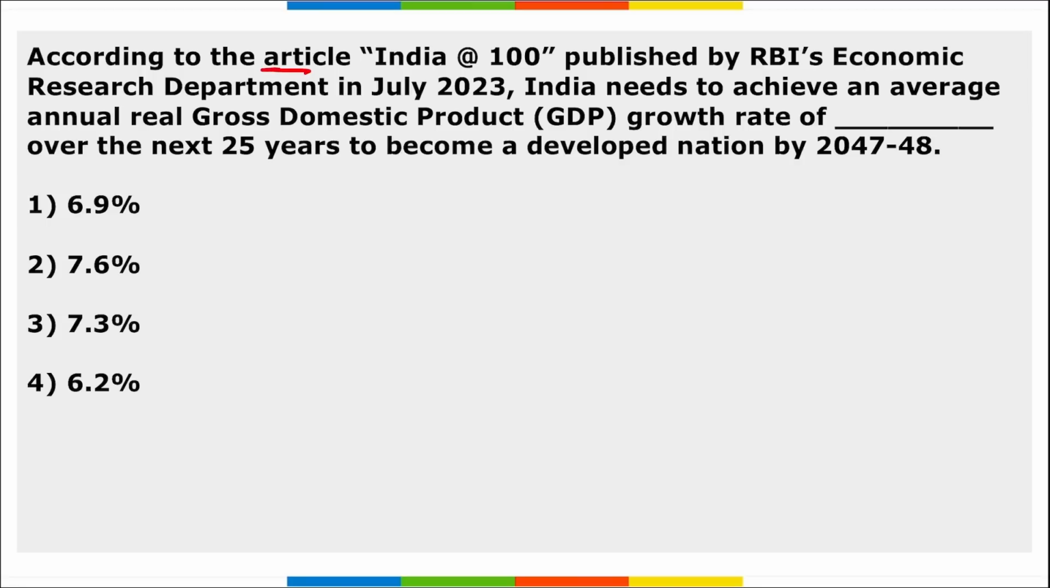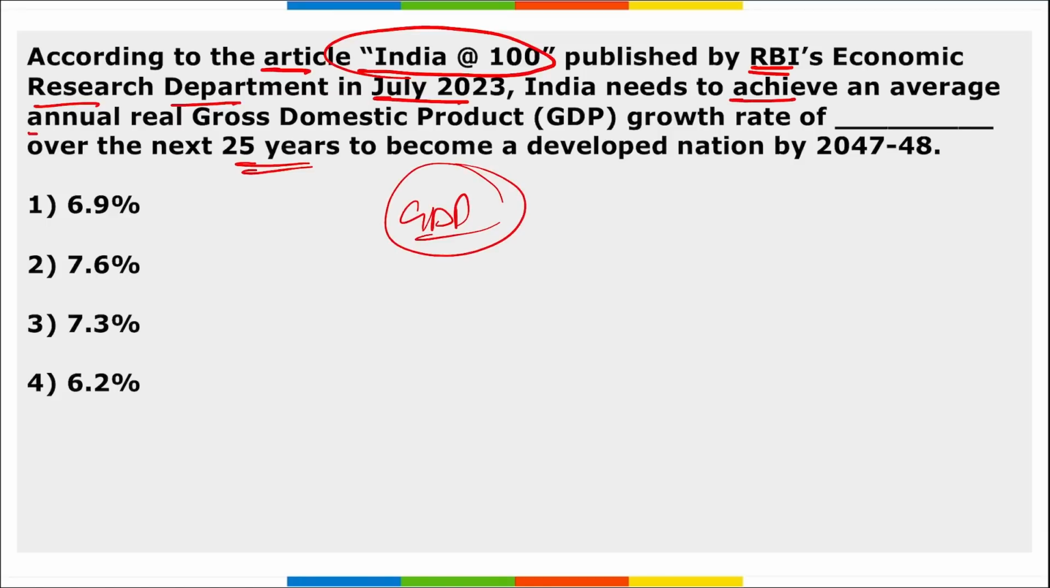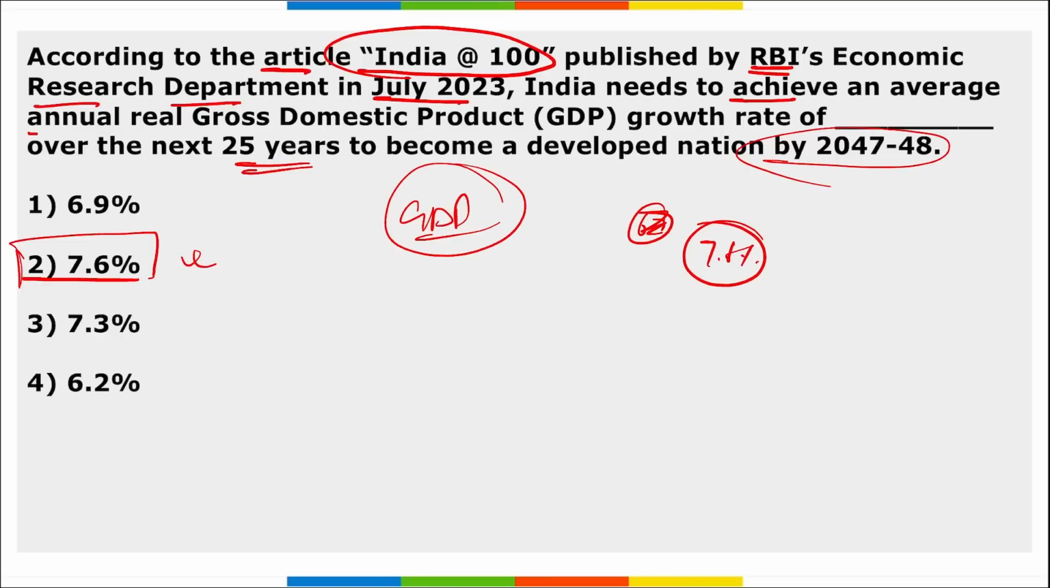Next, according to the article India at 100 published by RBI's Economic Research Department in July, India needs to achieve an average GDP growth rate of how much percent over the next 25 years to become a developed nation by 2047? They need to achieve 7.6%. Correct this data. Earlier I mentioned it was 6.7, but you need to correct it, it was 7.6%. For the next 25 years straight, every year you need to achieve 7.6% to become a developed nation by 2047.